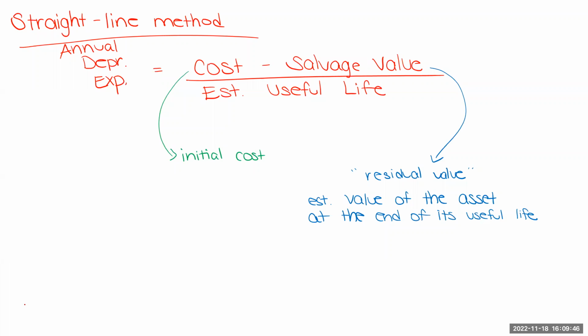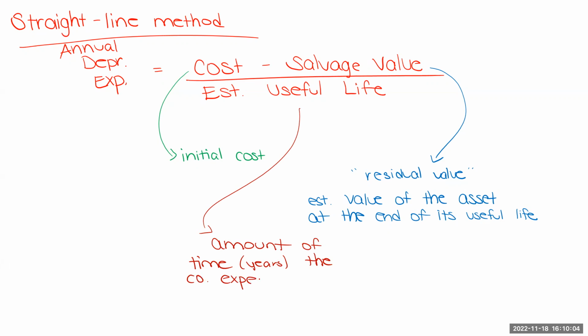All right, and then finally we have the estimated useful life. For the straight line, it's the amount of time, usually expressed in years, the company expects to use the asset in its operations.